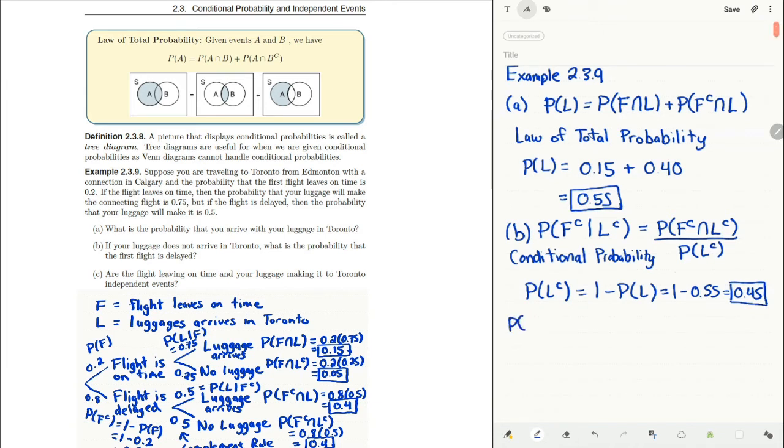And so now we can calculate the probability that the flight is delayed given that our luggage did not arrive. So this becomes 0.4 divided by 0.45, which will be approximately 0.89.